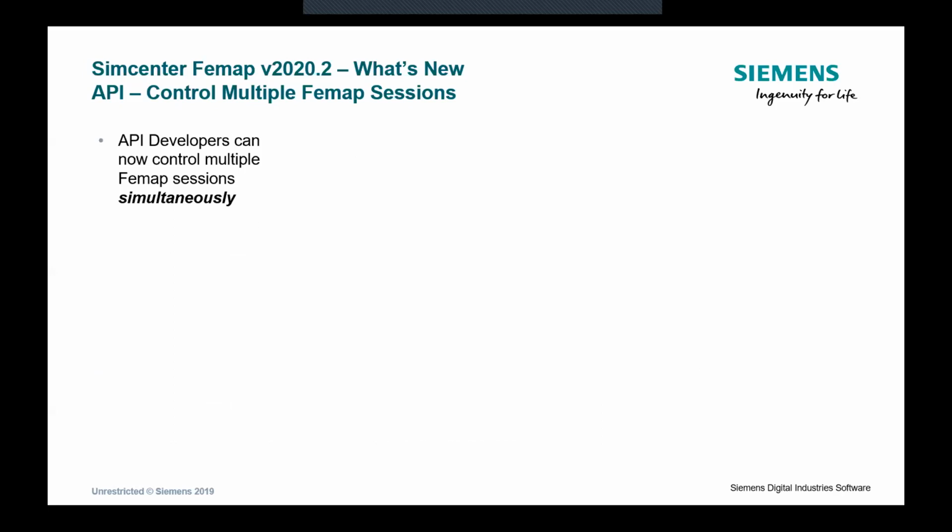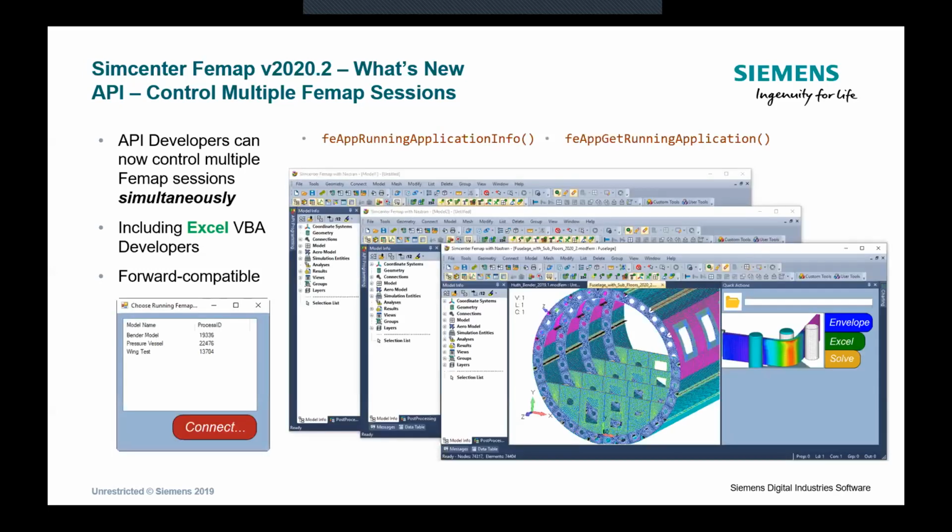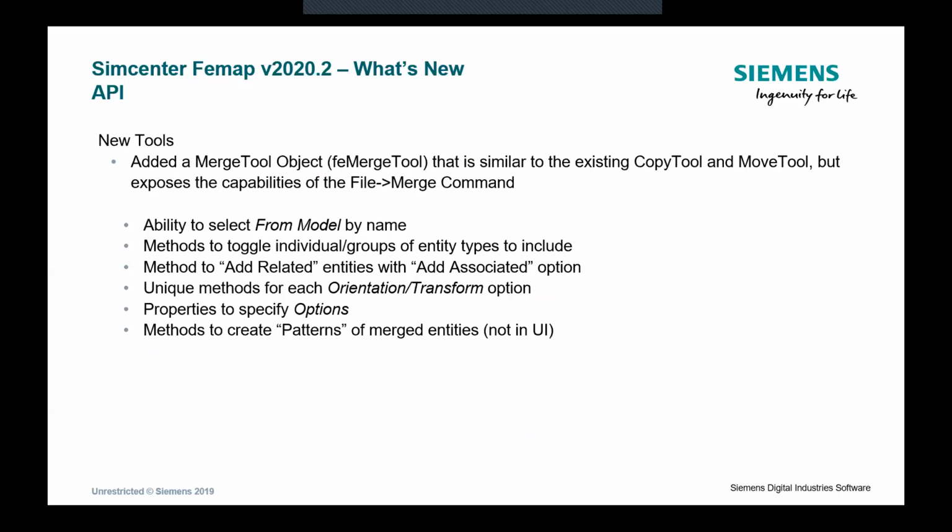Something for more serious API developers is that you can now control multiple Femap sessions via the API. This includes Excel VBA developers, so you can control multiple sessions simultaneously. It's only forward compatible, so this only works with 2020.2 and above. Essentially, we just have these two new calls, app running application info and app running application, and you can now create a little handler that allows you to work with multiple Femaps at once. Also, for whatever reason, we never gave people API support for the file merge tool. That's been added.